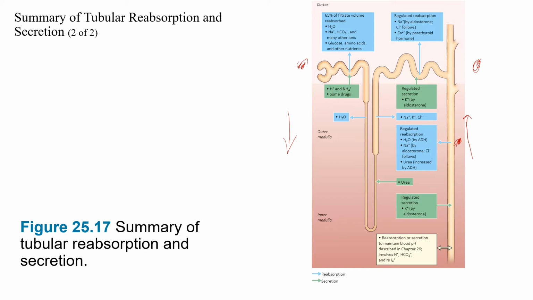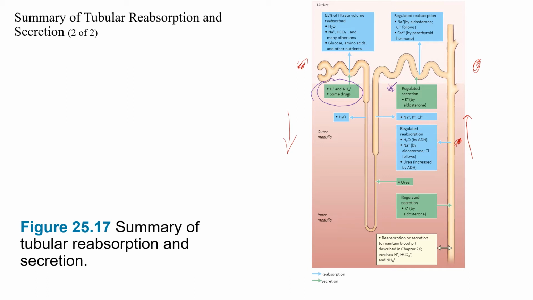So what is taking place in secretion? What we see is the movement of solutes, all right. This could be protons, ammonia, some drugs are going to move out of the interstitial space and into the proximal convoluted tubule. There is also some regulated secretion from the blood and the interstitial tissues back into the distal convoluted tubule, and this is mainly going to be regulated by aldosterone.